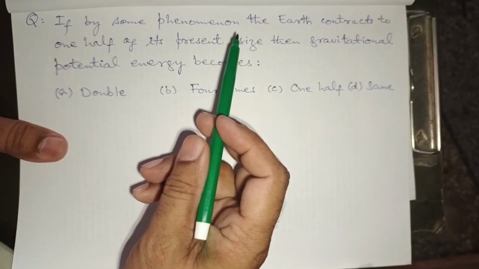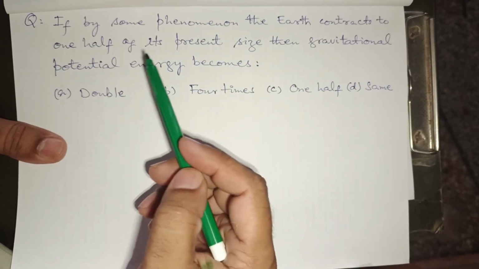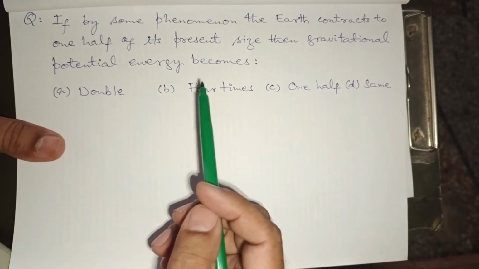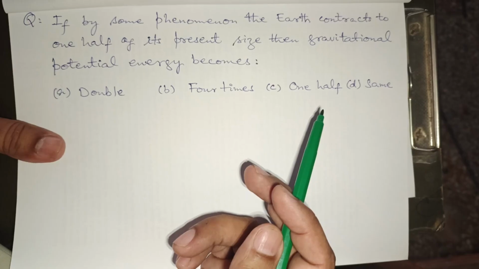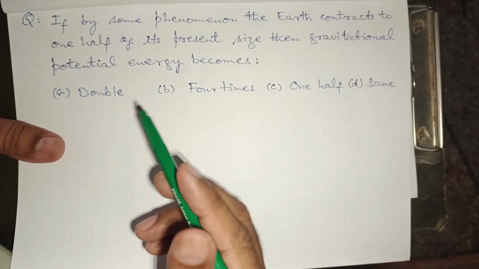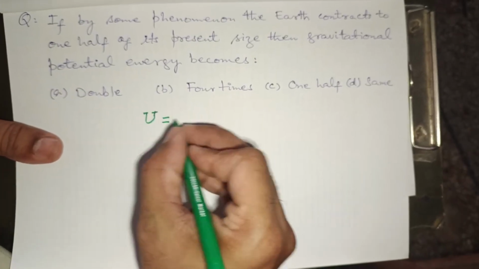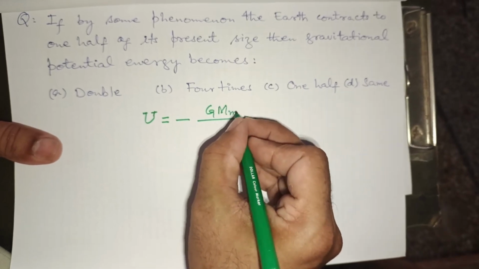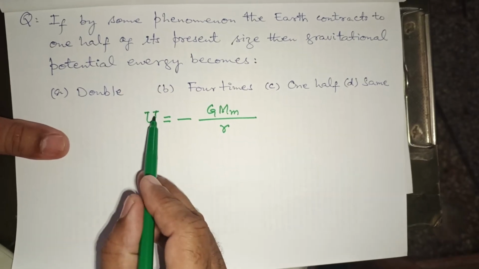If by some phenomenon the earth contracts to 1/2 of its present size, then gravitational potential energy becomes doubled, 4 times, 1/2 or remains the same. For this, first of all, you must know the relationship of the potential energy. In this case, we have potential energy U equals minus GMm over R. This is the required relation. So we have to calculate potential energy.